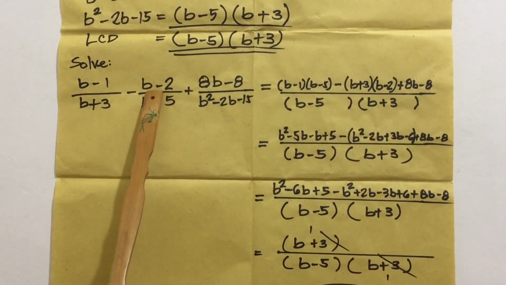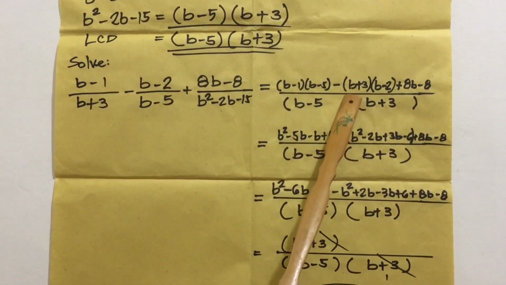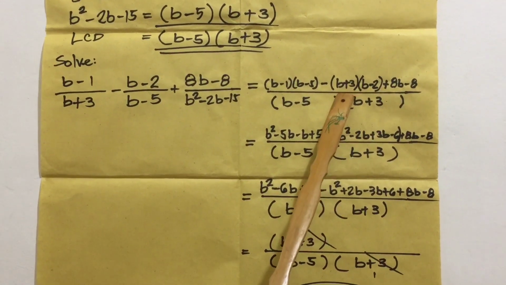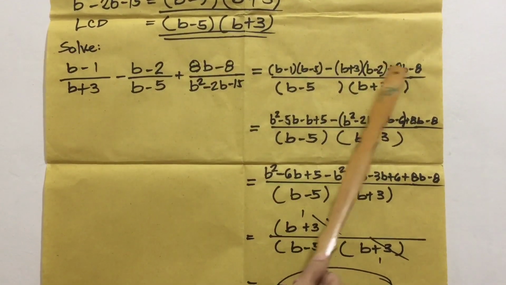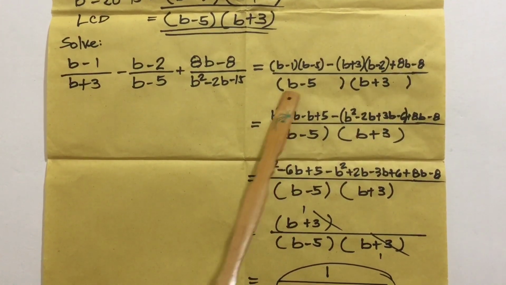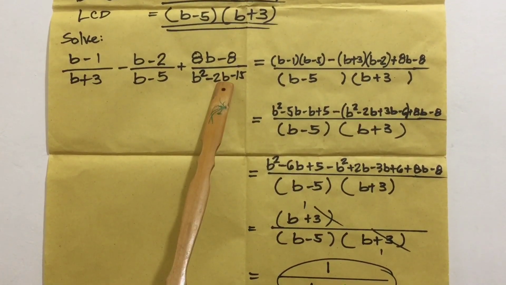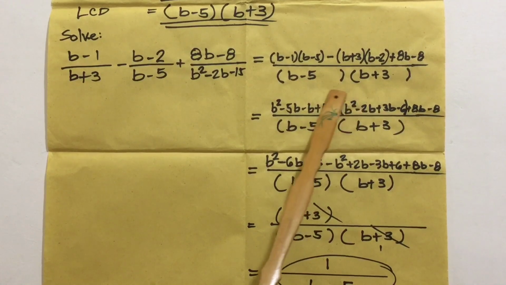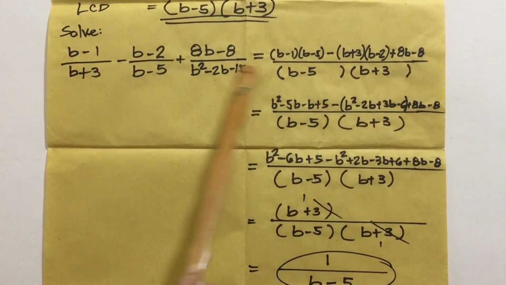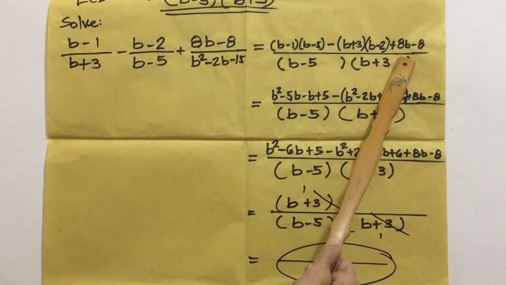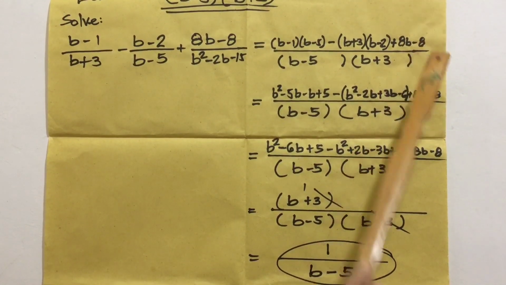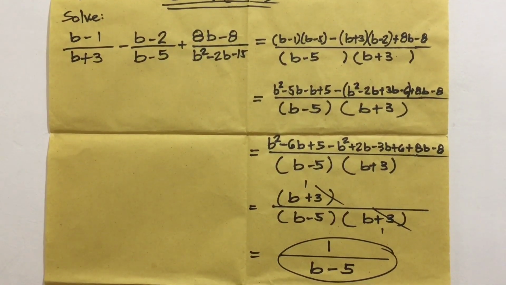Then multiply to the numerator b minus 2. We have now b minus 2 times b plus 3. Then next is positive. Then divide this one. So the value of this is equivalent to b minus 5 and b plus 3. So if the answer for this is 1 times the numerator, the answer is the same, 8b minus 8. Then after that, we're going to simplify.